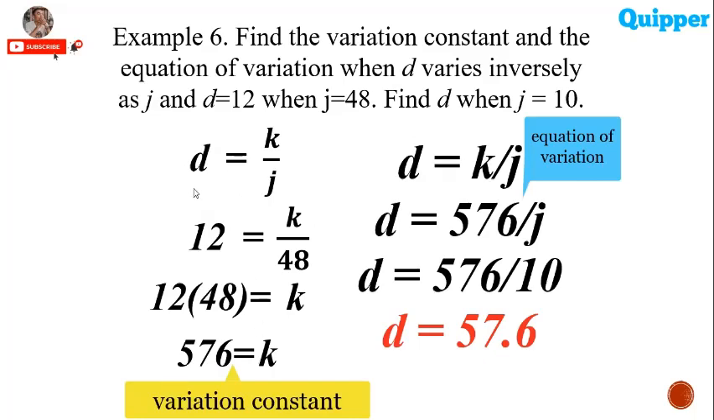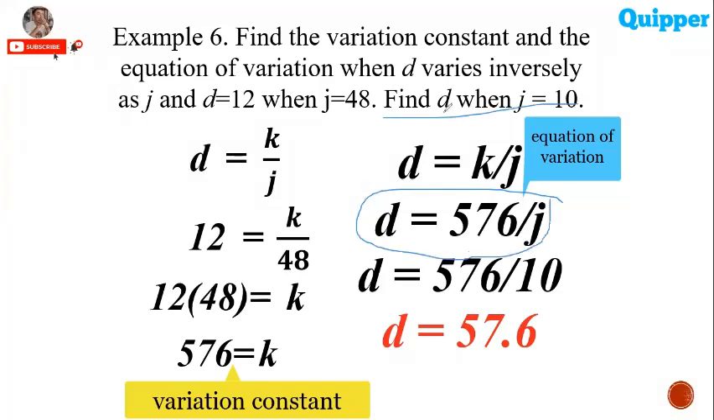Write your equation, which is d is equal to k over j. Substitute 12 and 48 to d and j respectively. 12 times 48 is 576. That is now your variation constant. Right now, your equation of variation, substituting the value of k, which is 576, to the original equation, we have d is equal to 576 over j.